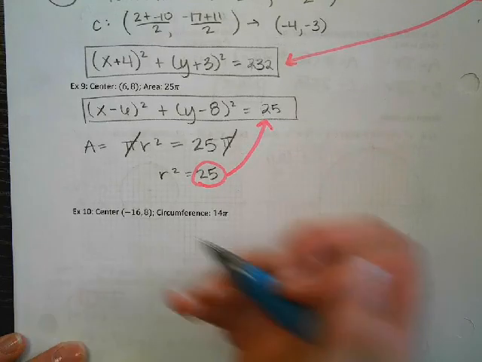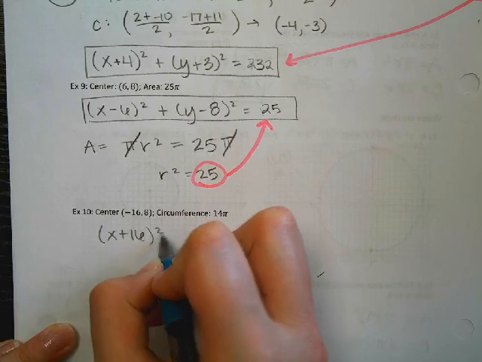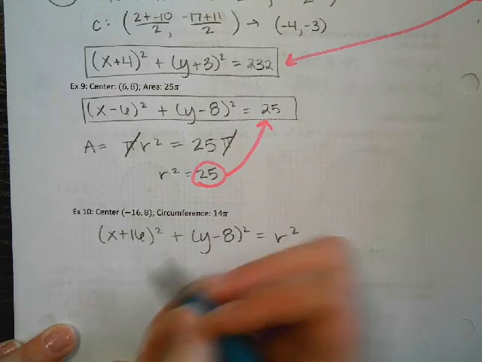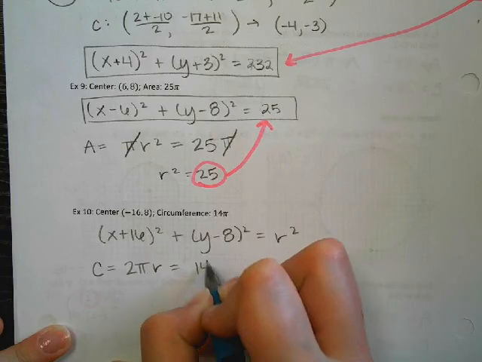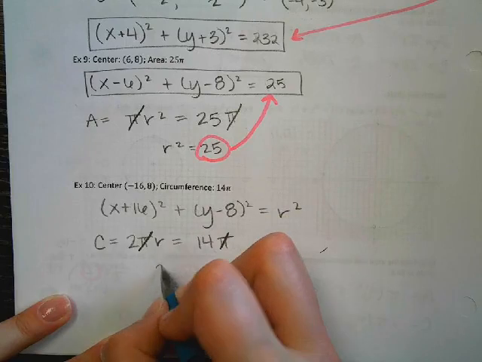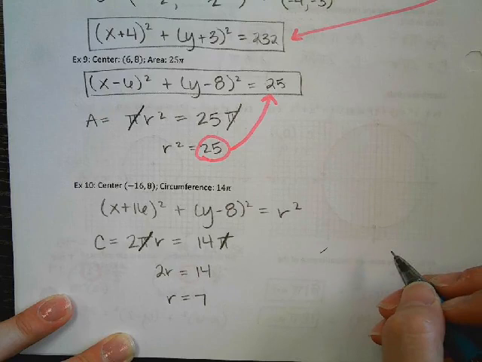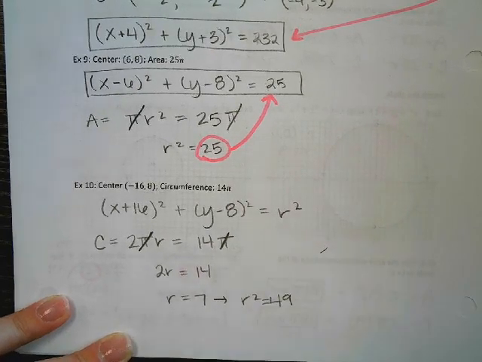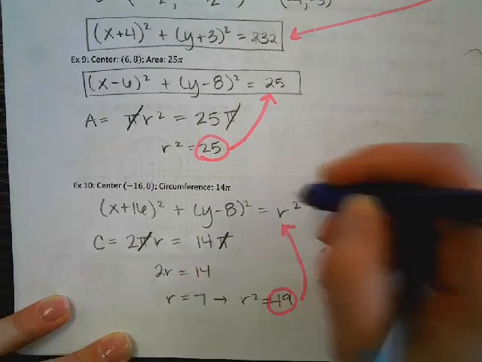Okay, and then one last example. We have x plus 16 for our center, plus y minus 8 squared equals r squared. They gave us the circumference, so 2 pi r equals 14 pi. So I can get rid of the pi's. I have 2r equals 14. That means that r is 7. And if r is 7, then r squared is 49. And so that is what is going to go in my equation.